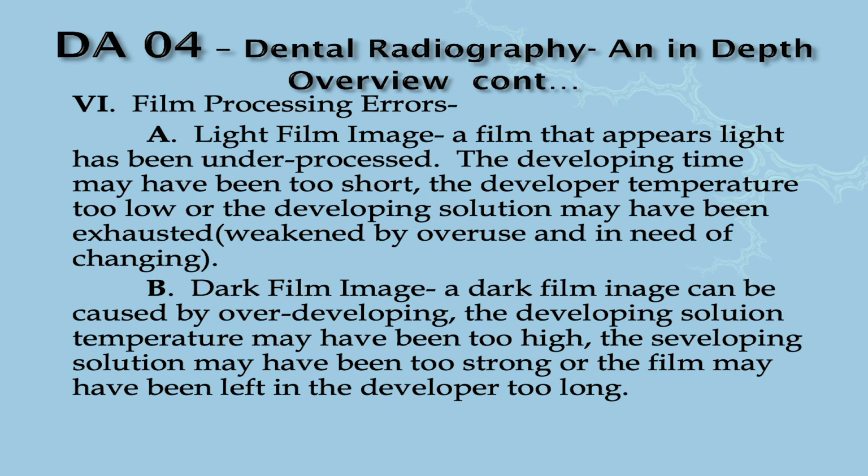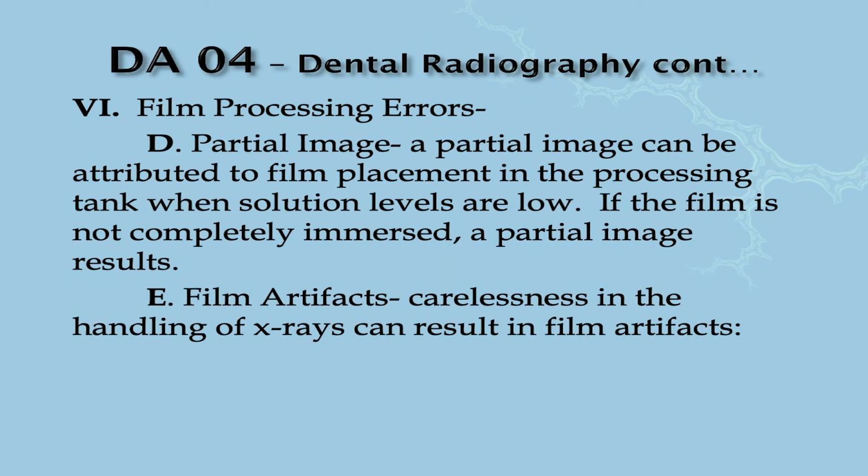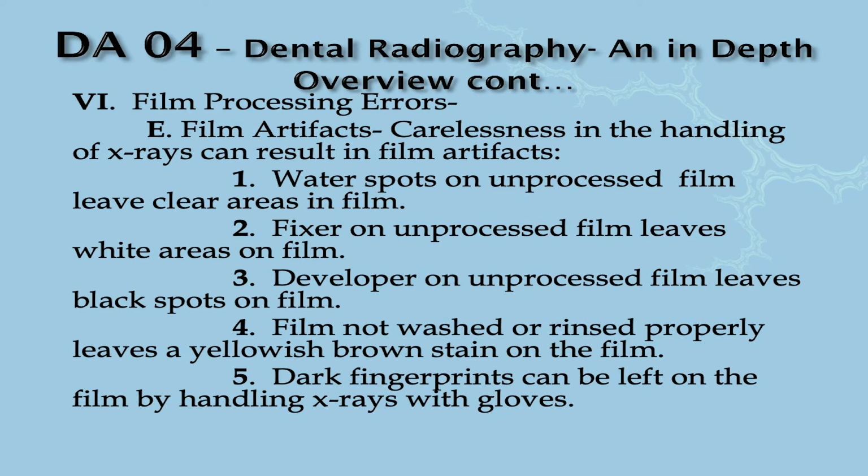So film processing errors include light film change, dark film change, fogged film, sometimes getting a partial image, and film artifacts. Film artifacts can be things such as water spots, fixer, developer, film not washed properly, or dark fingerprints. Now, most of these film artifacts were when we actually processed true film in a processor or with different dip tanks. This is not often the case anymore, as I said, because digital imaging is now being used.